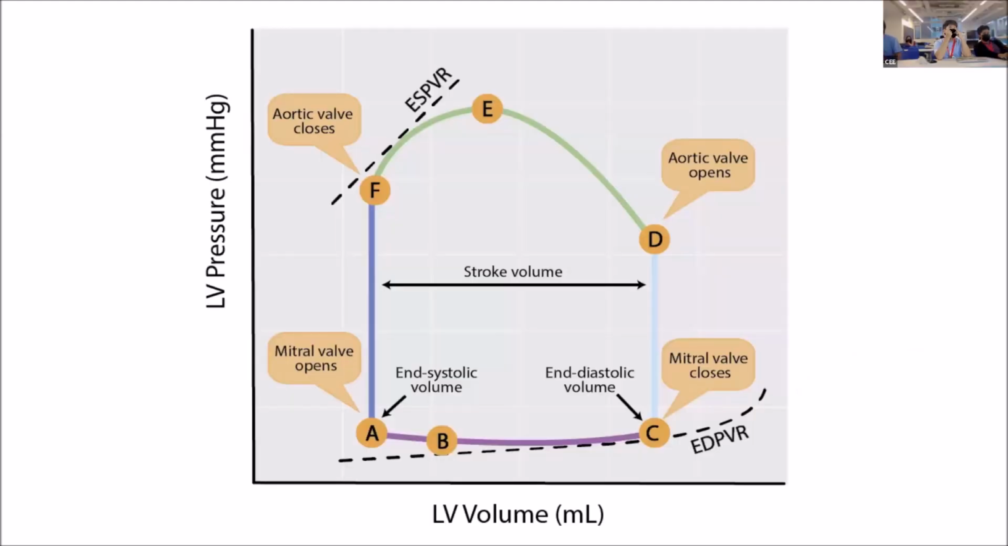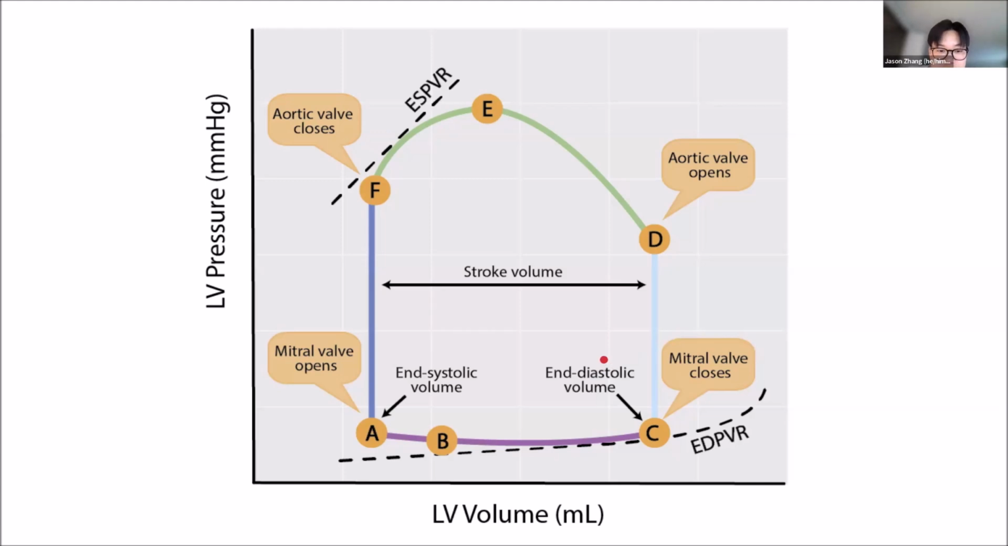And then this is a pressure volume loop, or pressure volume diagram. So this is, I think, pretty important to understand because this can be used to represent a lot of different heart diseases. So being able to recognize and interpret this, I think, is important.